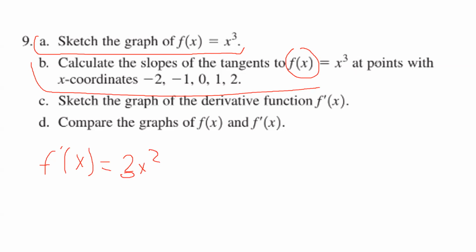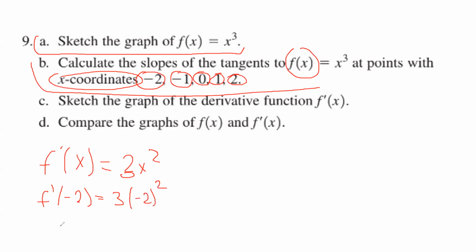And now at points with x coordinates, simply substituting x for -2, -1, 0, 1, 2, you're going to write f prime of -2 equals 3 times -2 squared, f prime of -1, the same principle, okay? Yeah.